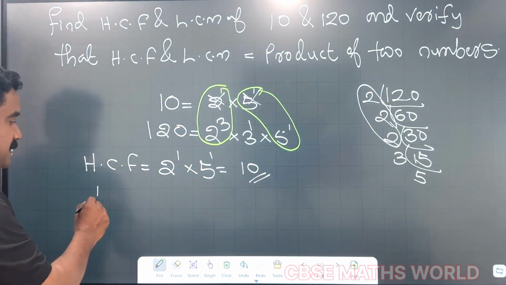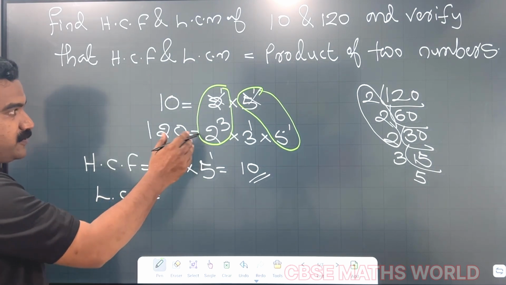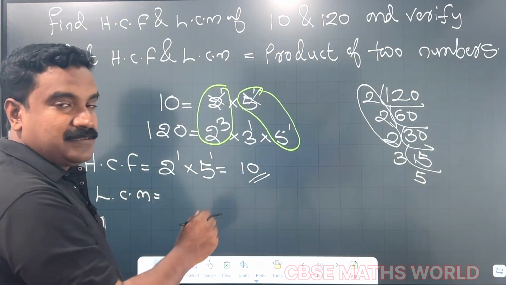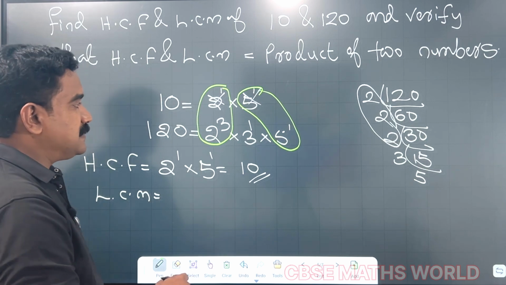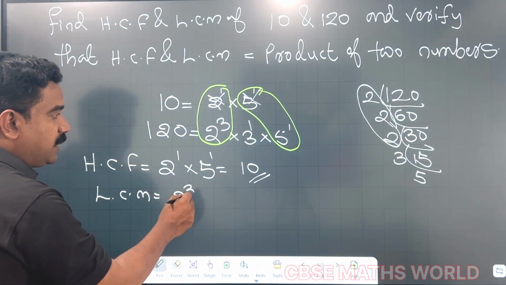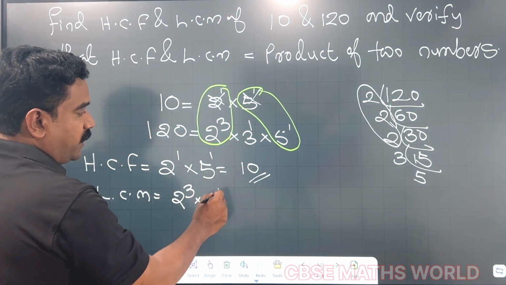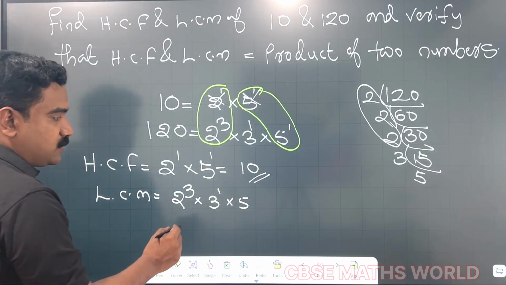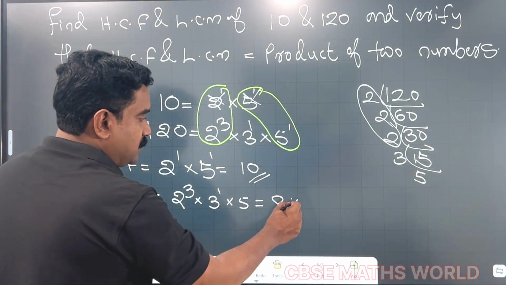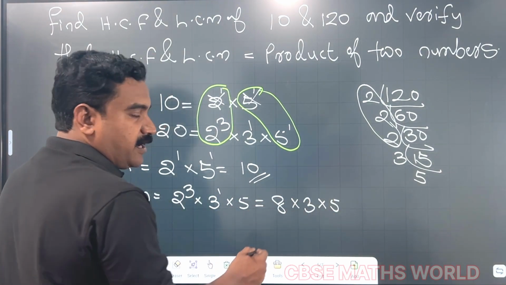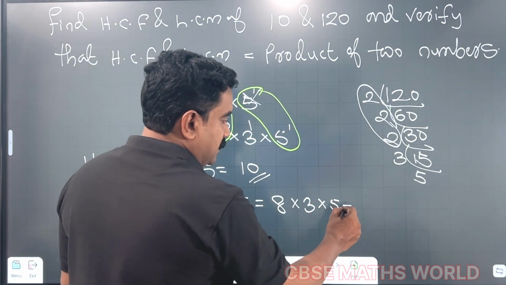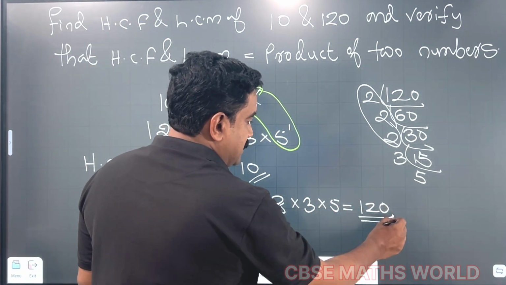And LCM. LCM is what numbers we left out after taking the HCF? The product of those numbers gives the LCM. So you take 2 raised to 3 here, and 3 raised to 1, and then 5. 2 raised to 3 is equal to 8. So 8 into 3 into 5. 8 into 5 is equal to 40. 40 into 3 is equal to what? 120. So this is 120.